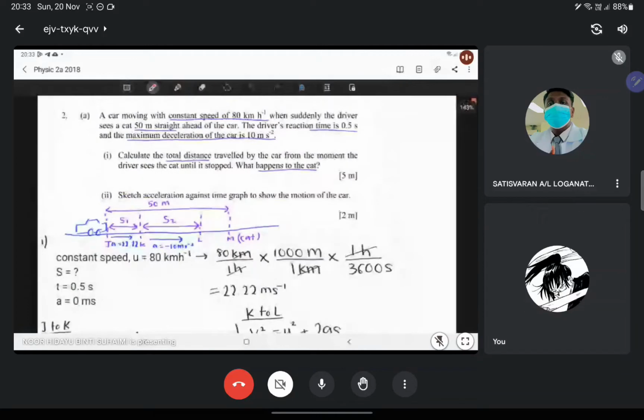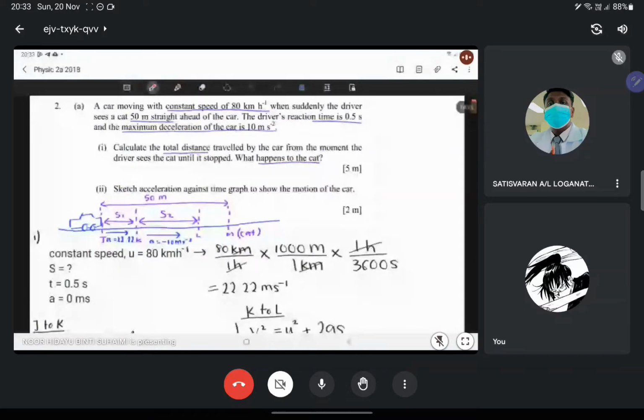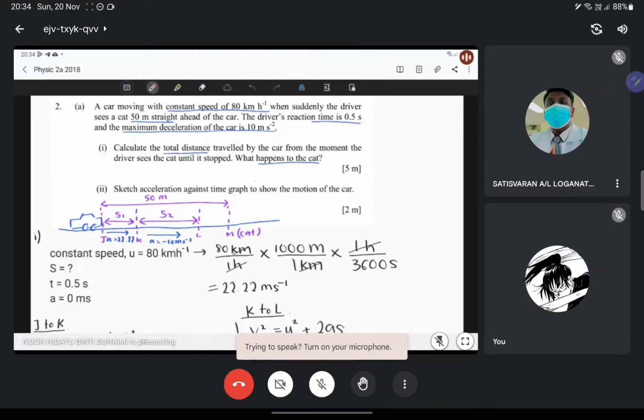kita beri soalan dulu. A car moving with constant speed of 80 km/h when suddenly the driver sees a cat 50 meters straight ahead of the car. The driver's reaction time is 0.5 seconds and the maximum deceleration of the car is 10 meters per second squared. Calculate the total distance travelled by the car from the moment the driver sees the cat until it stops. What happened to the cat?